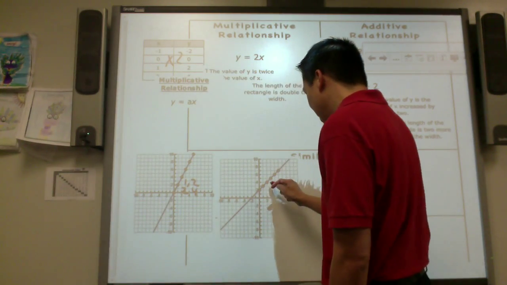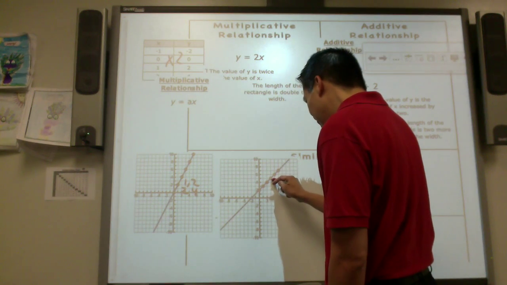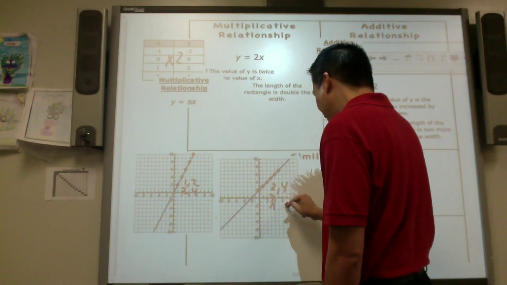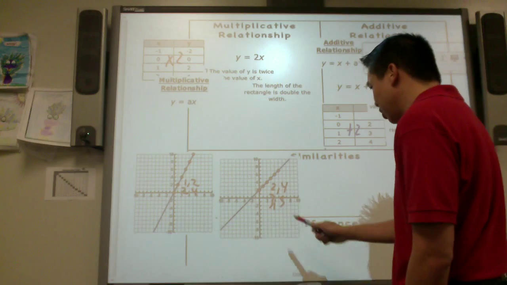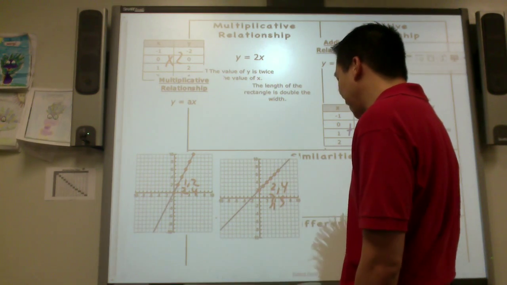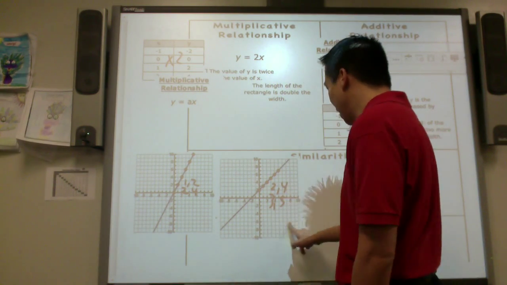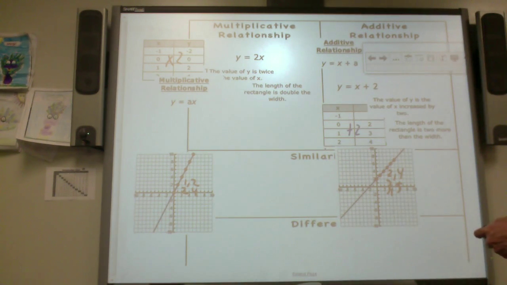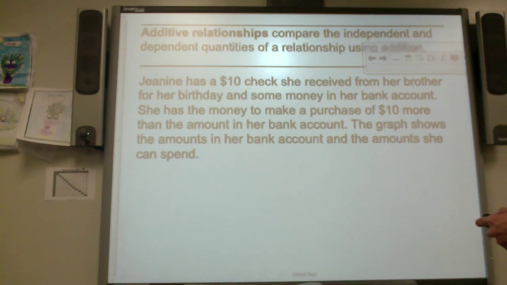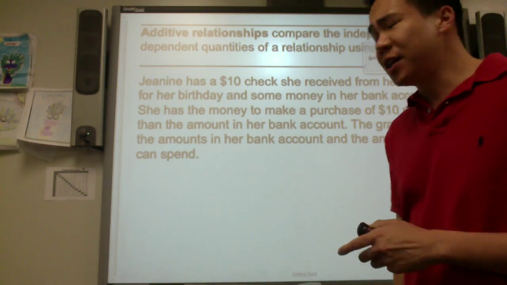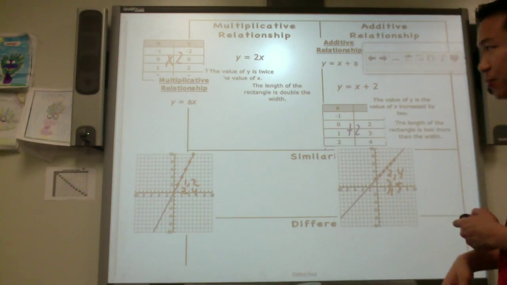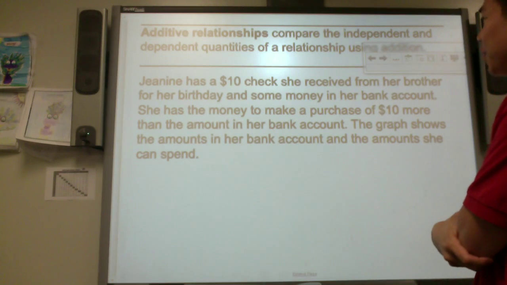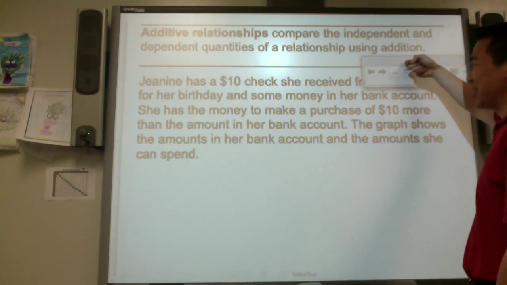This one is 2, 4, 3, 5. So how do you turn a 2 to a 4, a 3 to a 5? You're adding 2, so that must be additive. All right, so today we're going to be mostly focusing on additive relationships. Additive relationships compare the independent and dependent using the operation of addition.